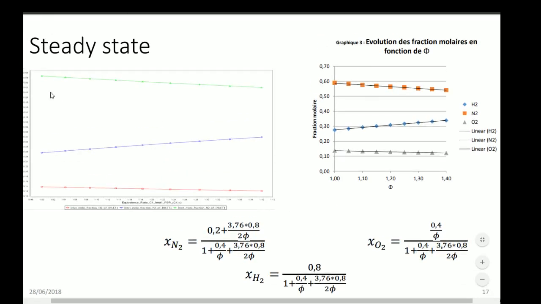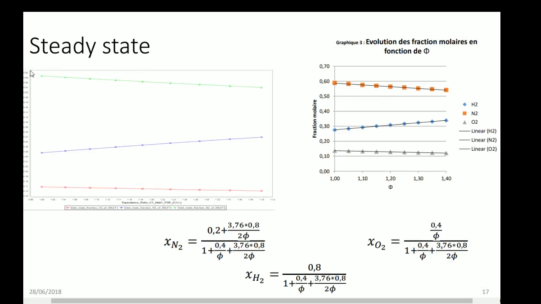So this is the formula, this is the result given by Kempkin, and this is the graph I computed. So you can see that it's pretty similar, and obviously the species are the same. So yeah, great. Now we can quantify the molar fraction as a function of our equivalence ratio.